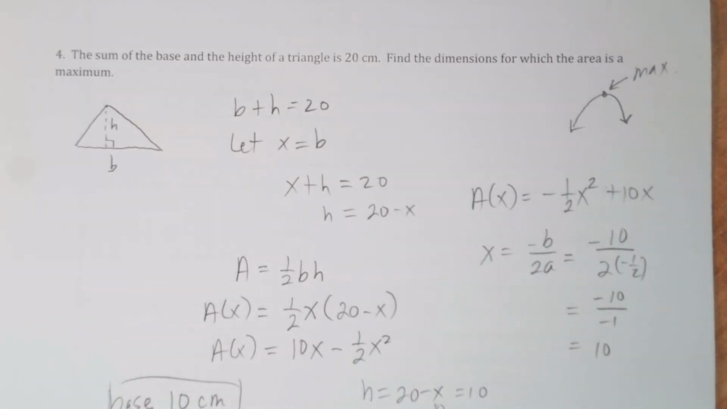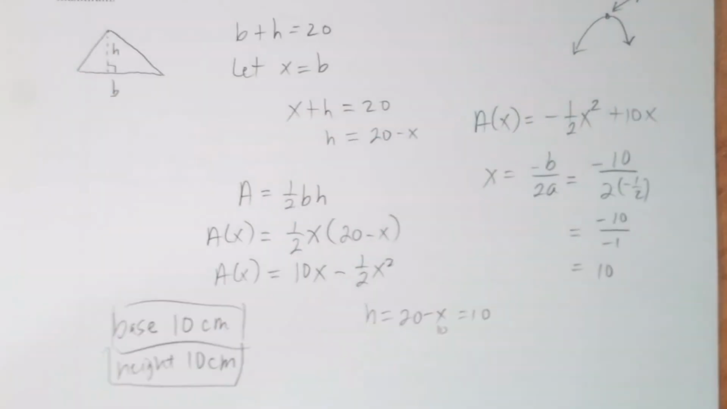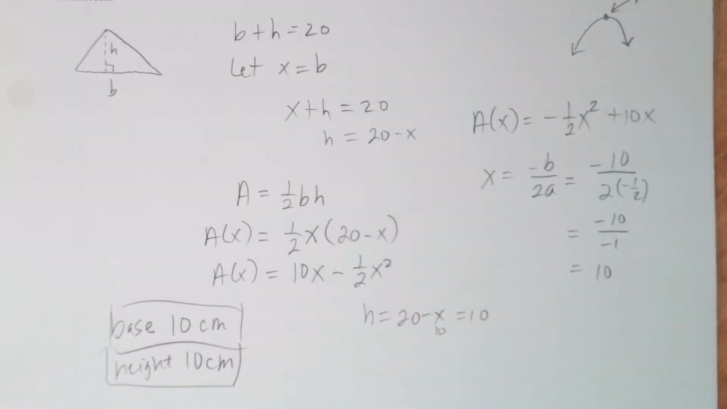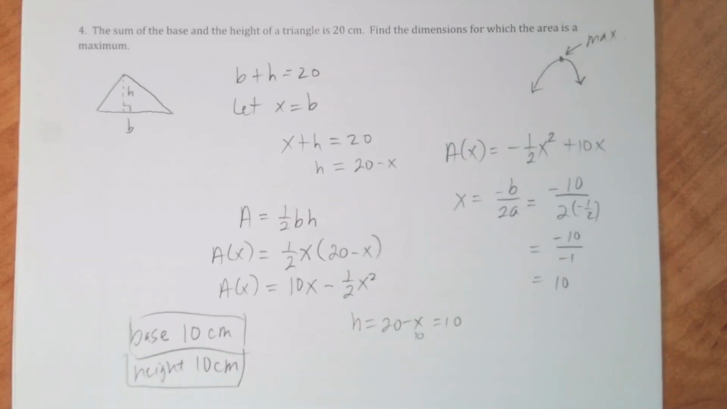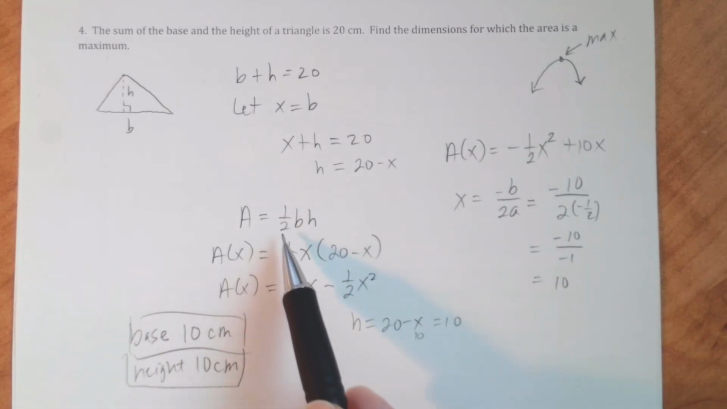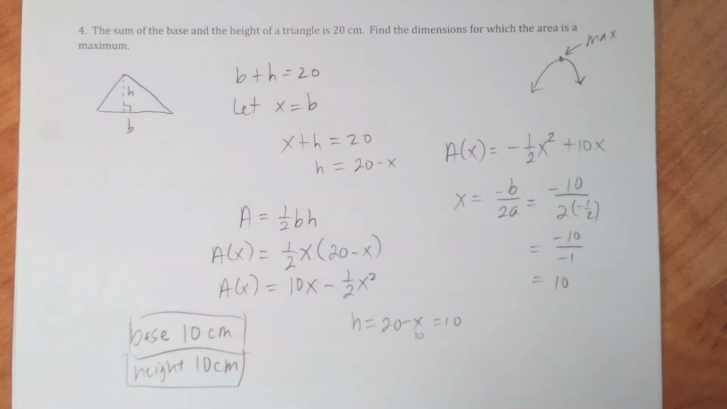So these are the dimensions. Whoops, you can't even see that. These are the dimensions. Let me make this just a little smaller. Those are the dimensions that give you the maximum area. So if you wanted to actually find the maximum area, if you'd been asked to do that, you would just plug in 10 here and here, and you could find that maximum area. The other option would be to actually plug 10 into the function. That's what we normally do. All right, so that's it for that problem there.